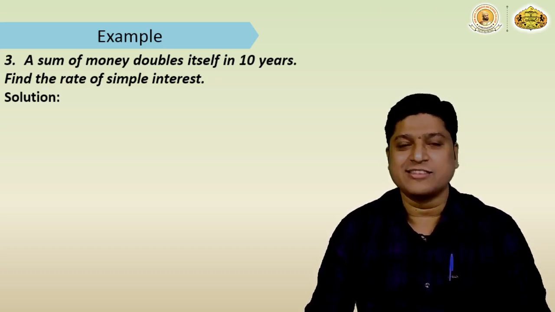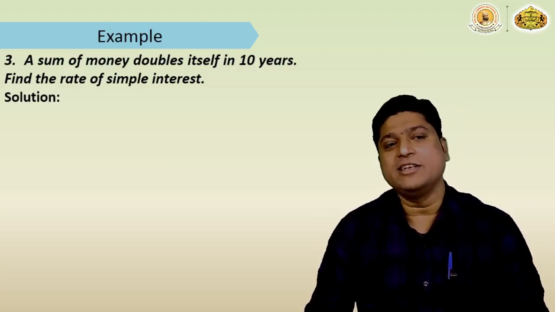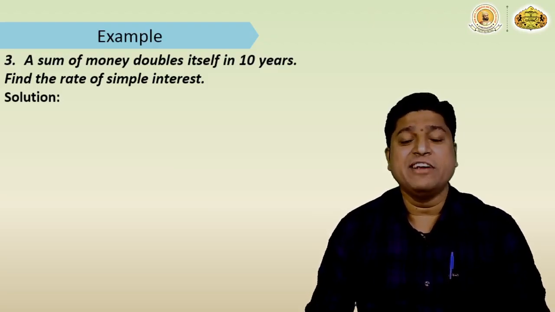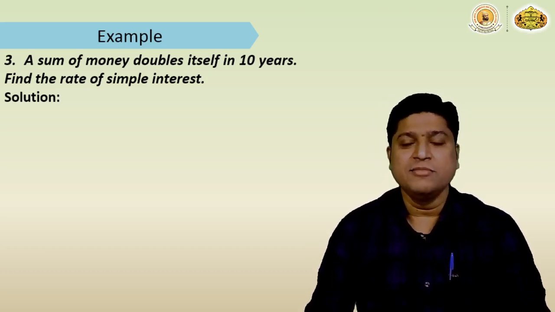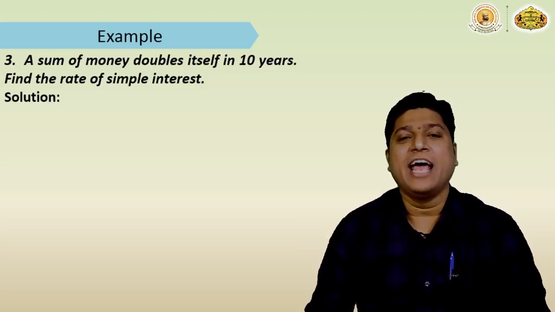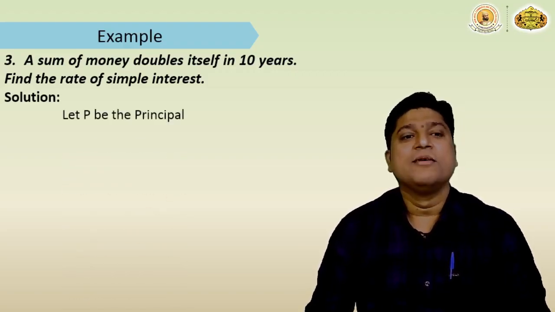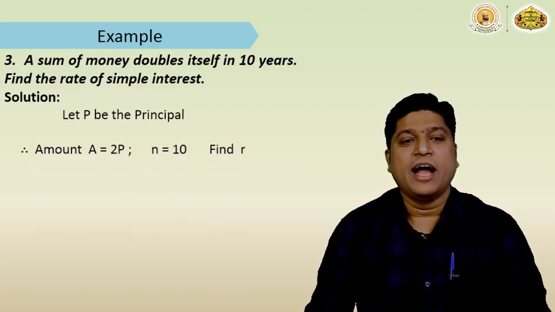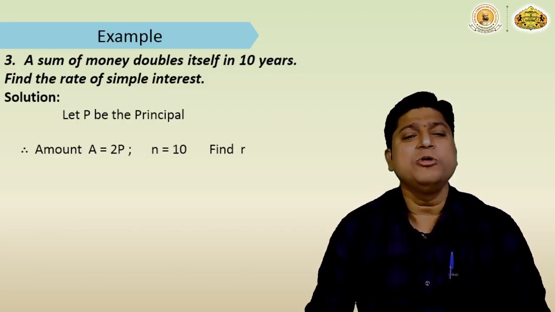If you have to solve this example, we have to assume certain things. We have to assume that sum is equal to P and if it doubles itself in 10 years, that means P becomes A and A is equal to 2P because the sum is doubled in 10 years. They have given us the period, that is N, in which the money gets doubled. So, we will assume that P be the principal, that is sum is nothing but P. And if P is principal, then amount A, capital A is equal to 2P.